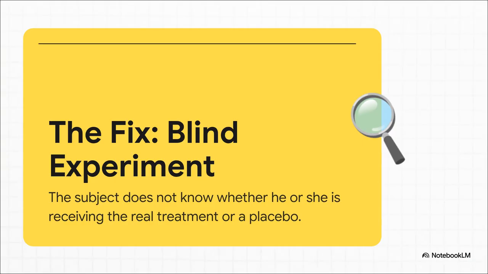The first line of defense is what's called a blind experiment. The logic here is pretty simple. If the subjects don't know whether they're getting the real medicine or just a sugar pill, what's called a placebo, they're way less likely to change their behavior just because they think they should be feeling better. This is a direct counterattack on the Hawthorne effect.